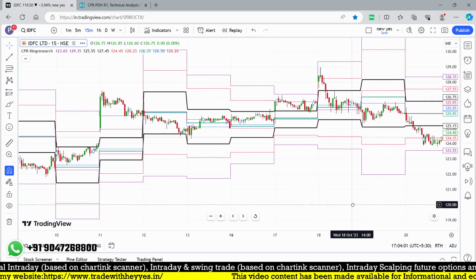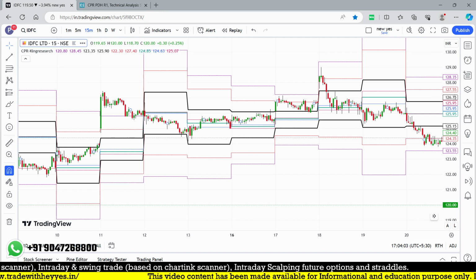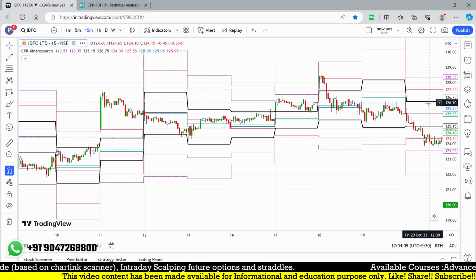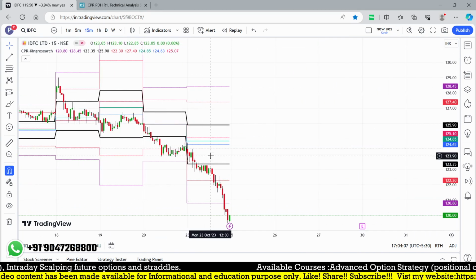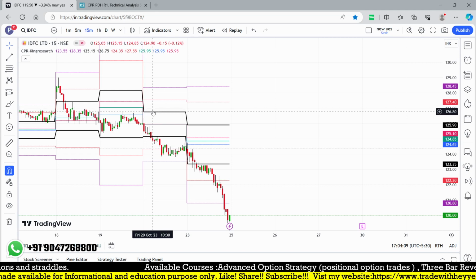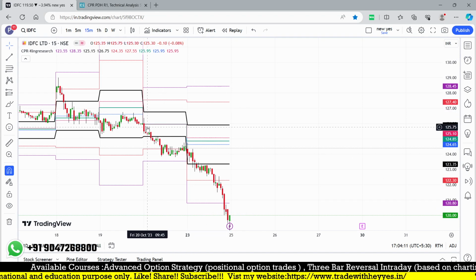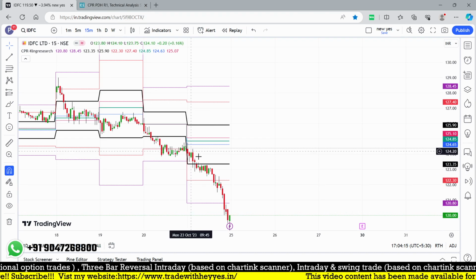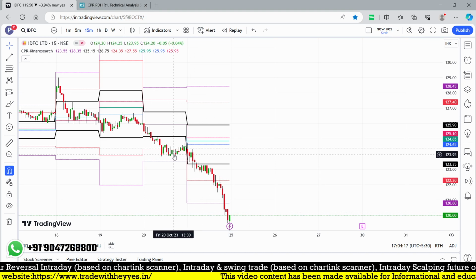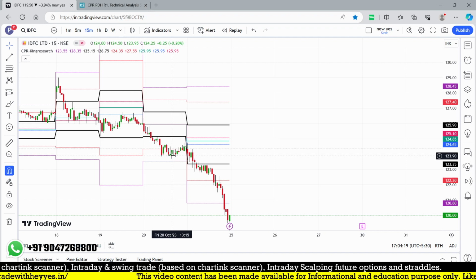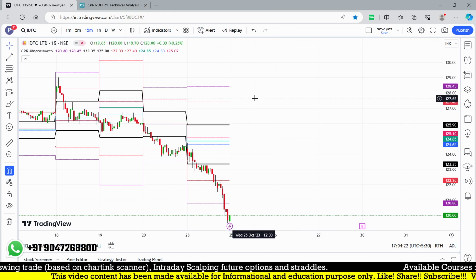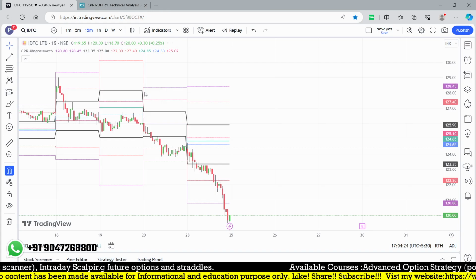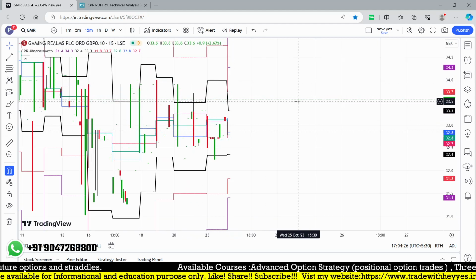126.75. Here also 126.75. You can look at the black line. So that is R1 on CPR. And this stock doesn't break the resistance level. It keeps on moving lower from that level. So 126, now it is 120. So maybe yesterday was a huge move, but even on the 20th it is giving you 123, that was good enough.